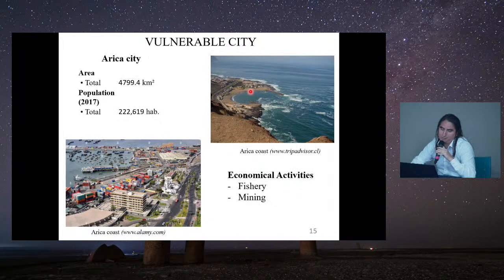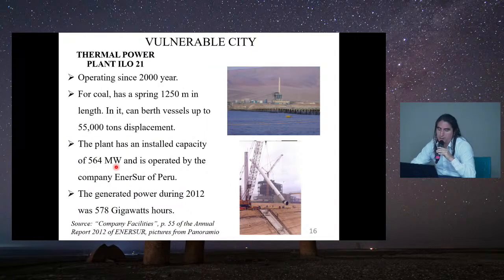Also, Arica City could be affected. This is Arica City, where we are right now. This population is the whole population, but in the coast area it should be around 20,000. I'm not quite sure, but this is the total population in Arica City. Also, the economic activities are fishery, mining, and some other port activities. And also in Ilo, we have a thermal power plant that could also be dangerous if the earthquake affects these places.